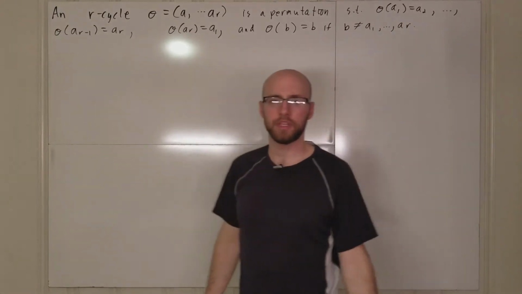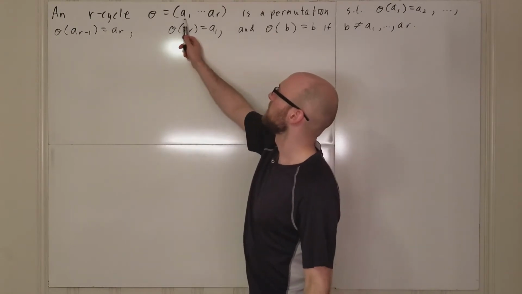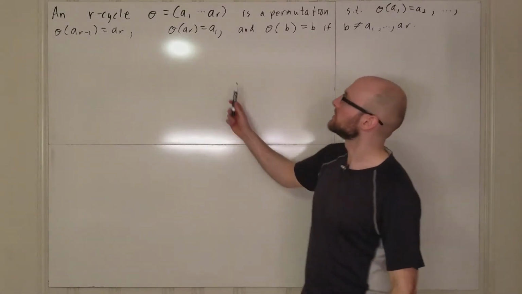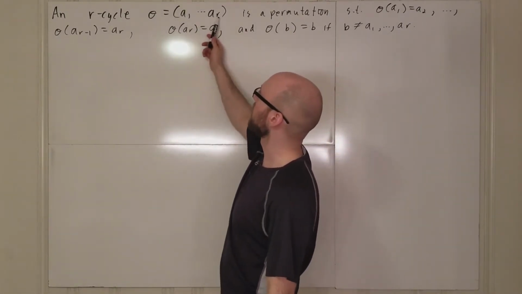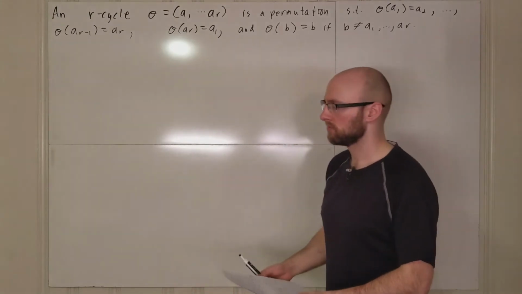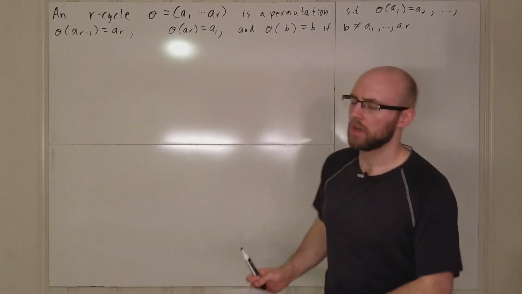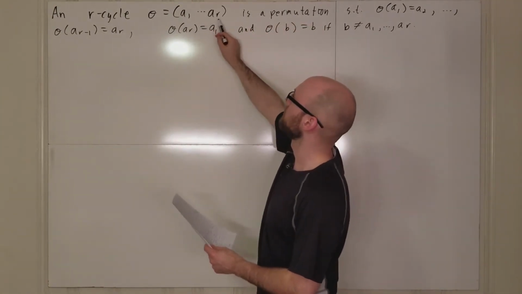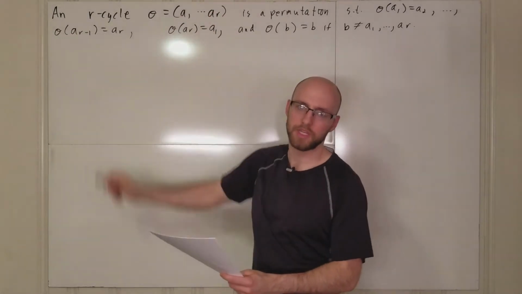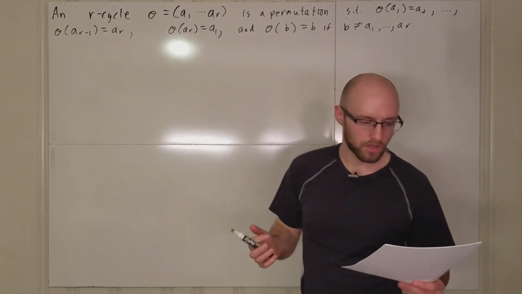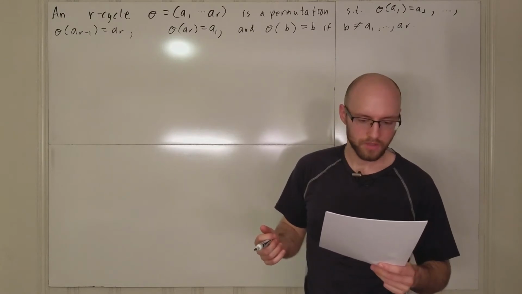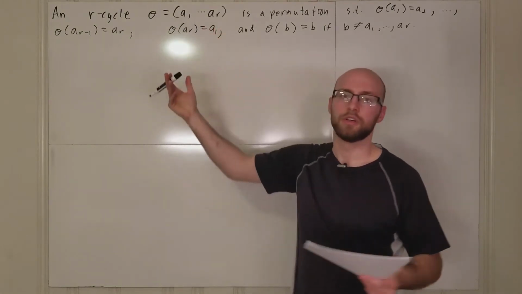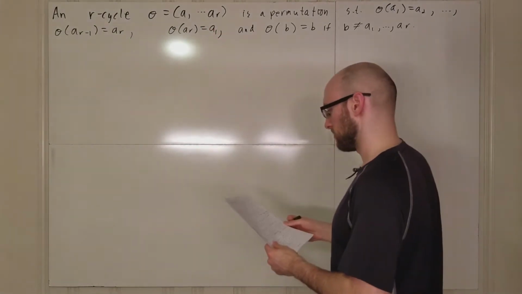So basically what's happening is sigma sends each AI to the next thing. So sigma is acting on the set of indices. We've got at least R indices, possibly more, but it sends each one to the next one. Then when we get to AR, we send it all the way back around to the beginning, to A1. And so if any index is not in here, then sigma doesn't do anything to that. Okay?